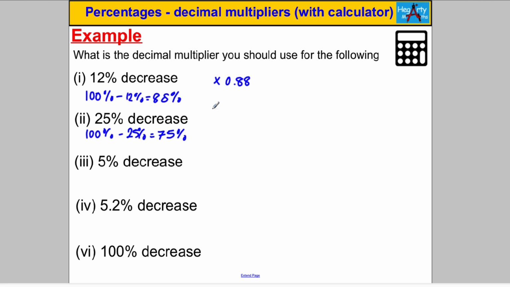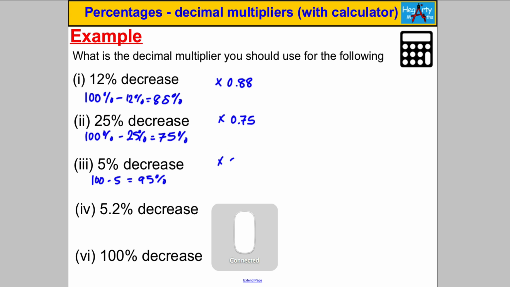So to decrease something by 25%, you would multiply by the decimal multiplier 0.75. 5% decrease, 100 subtract 5 would leave you with 95%, so you would multiply by 0.95. 5.2%, well 100 subtract 5.2. Just think about it carefully. I would do 100 subtract 5 is 95. Take away another 0.2 must be 94.8%. So you would multiply by 0.948.